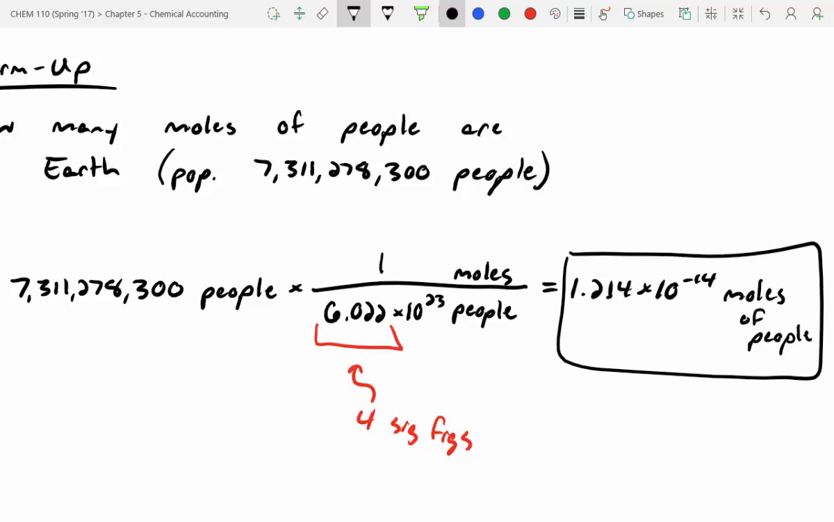I will say I want you guys to memorize Avogadro's number, so that 6.022 times 10 to the 23rd. That's the only number I want you guys to remember for this section.